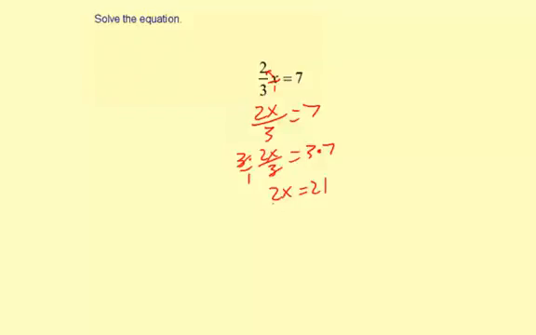And then to finish solving, you need to divide by this 2. So the 2's cancel out here, and you get x equals 21 over 2. And you could leave your answer like this, or you can make it a mixed number if you want to. X equals 10 and 1/2. Either answer is correct. Now there's another way to do this problem.